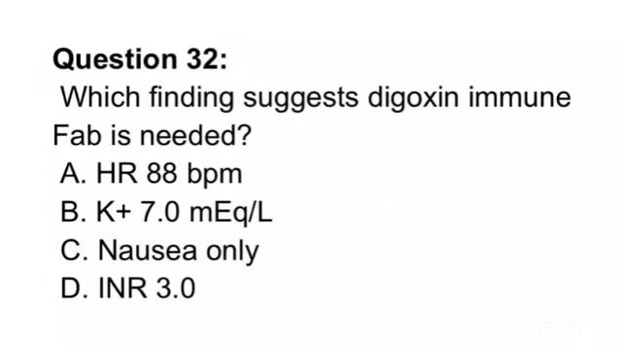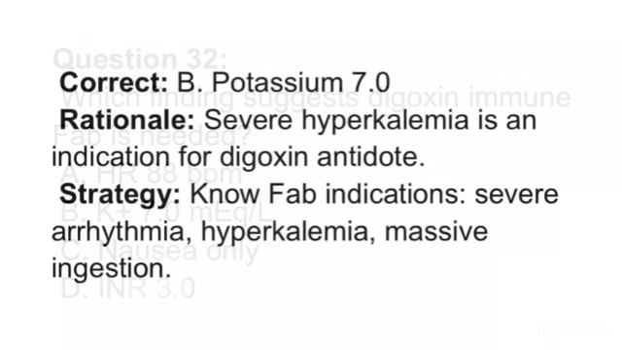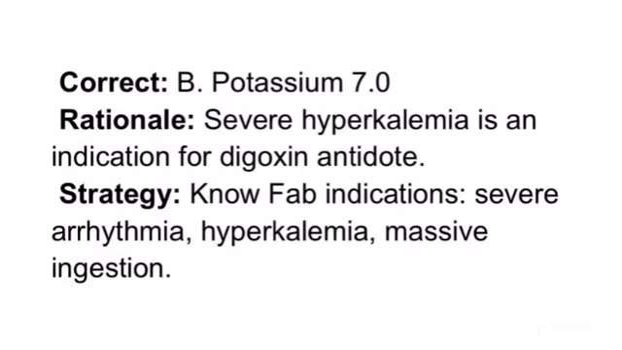Question 32. Which finding suggests digoxin immune fab is needed? A. HR 88 bpm. B. K plus 7.0 mEq/L. C. Nausea only. D. Digoxin level 3. Correct: B, potassium 7.0. Rationale: severe hyperkalemia is an indication for digoxin antidote.